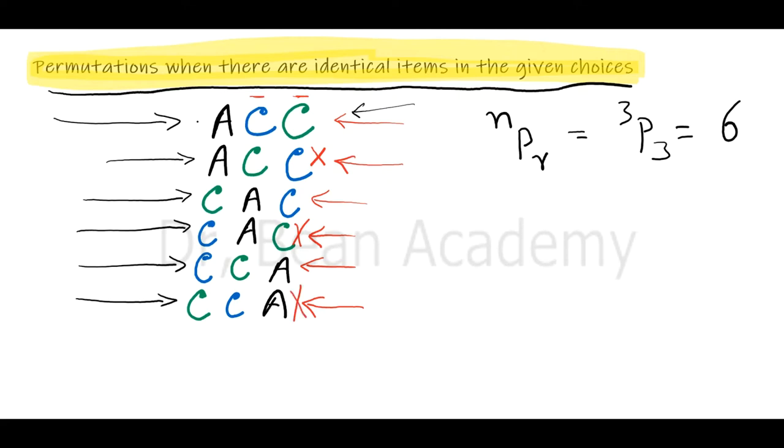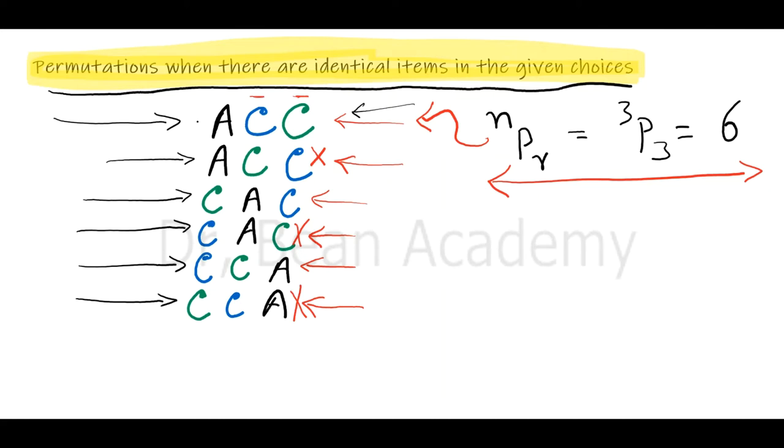So it means something is wrong with our previous formula when we calculate the number of permutations from the given choices. This formula is not applicable when there are identical items in the given choices. So in that case, we have to use a different formula.